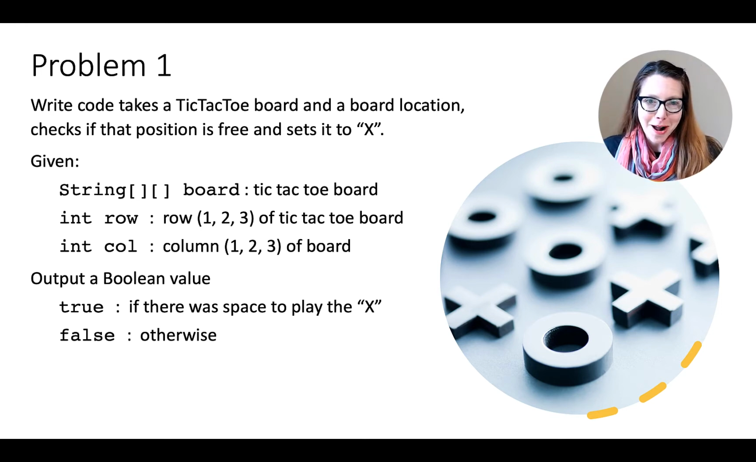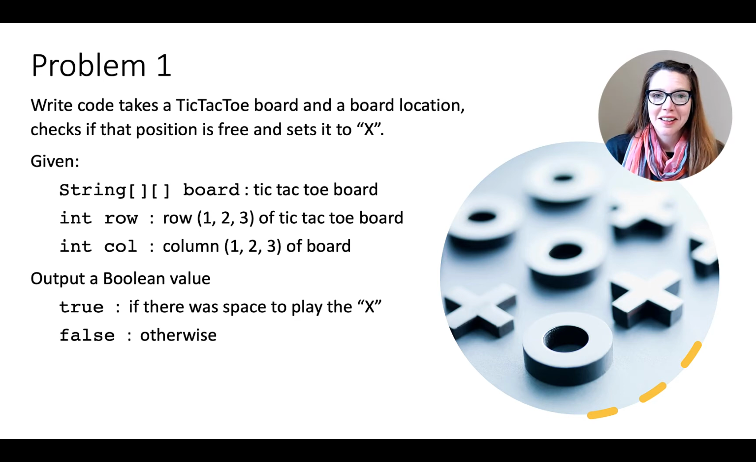So let's consider a problem where we have a tic-tac-toe board and it's set up as a two-dimensional string array named board, and we're given an integer which defines the row, and an integer which defines the column that we want to play. So when you play tic-tac-toe, you start with this 3x3 grid, and when it's your turn, you decide if there's space. And if there's space for you to play, you can place your letter. So in this case, we want to place the letter X. So if we're going to model a tic-tac-toe board with a two-dimensional array, we have to first see if there's space for us to play.